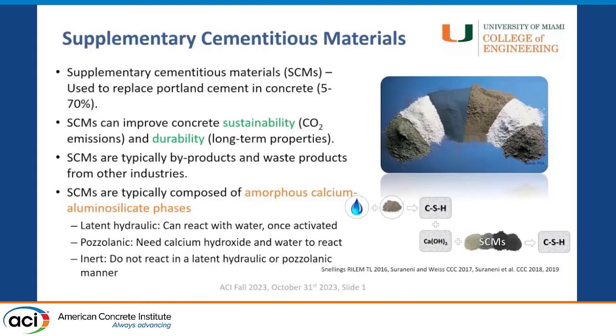So just to give you a little bit of background, supplementary cementitious materials, or SCMs, are typically used to replace about 5 to 70% of the Portland cement in concrete, depending on what material you use, what its reactivity is, etc. And throughout the presentations in Asia, you would have seen that SCMs can be used to improve concrete sustainability by reducing CO2 emissions, by reducing the amount of cement used, and durability by improving the long-term properties of concrete, right? And these SCMs are typically byproducts and waste products from other industries.